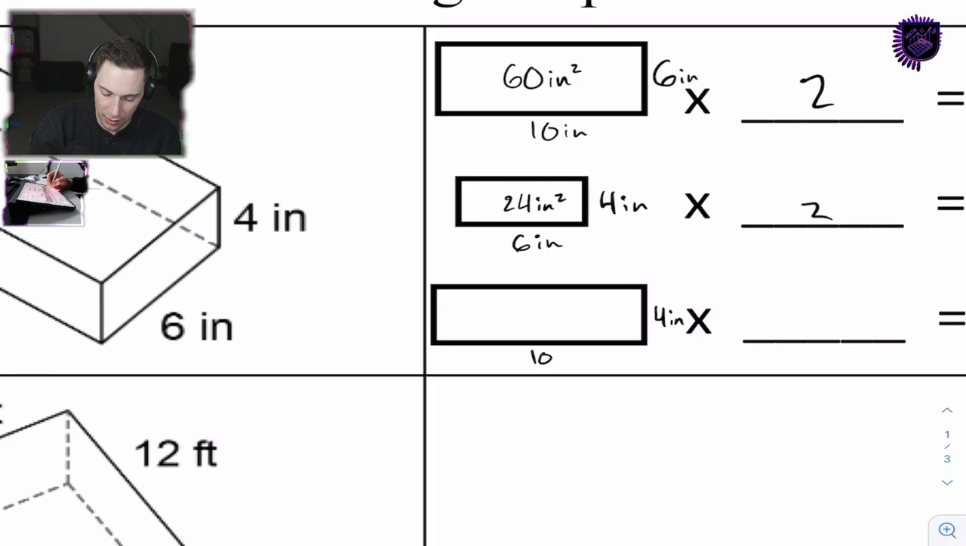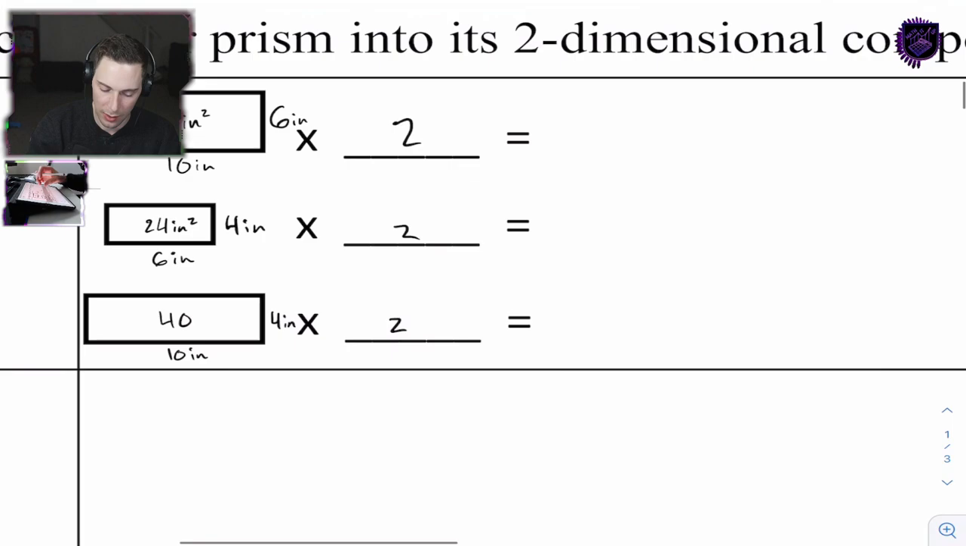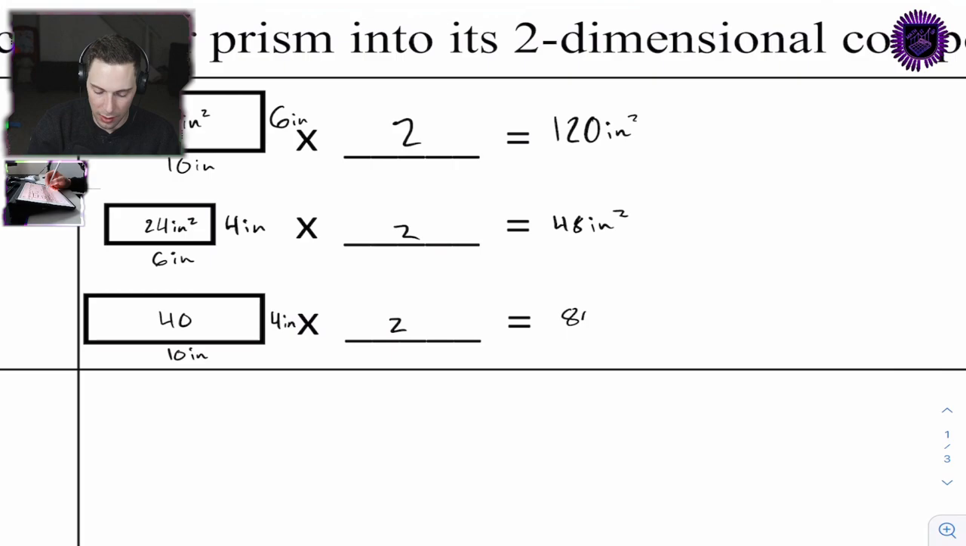4 inches by 10 inches. And that's going to be 40. And there's two of those. So this is going to be 120 inches total squared. That's going to be 48 inches squared. And that's going to be 80 inches squared. And when you add those three numbers up together, they will equal 248 inches squared as our answer.